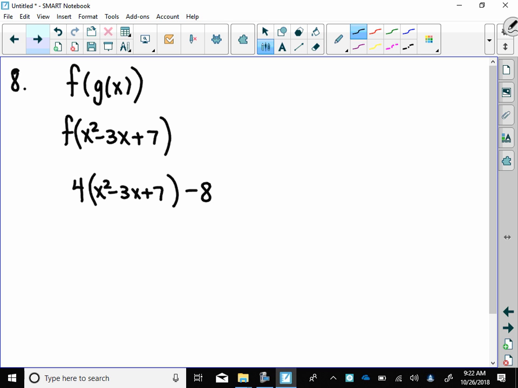And then we'll simplify, so I'll distribute in the 4. That's going to be 4x squared minus 12x, and then 4 times 7 is 28, and 28 minus 8 is 20. The instruction said to state the domain, and remember with domain, you're looking for denominators and square roots. Does this have a denominator? No. Does it have a square root? No. So what's the domain? Good.